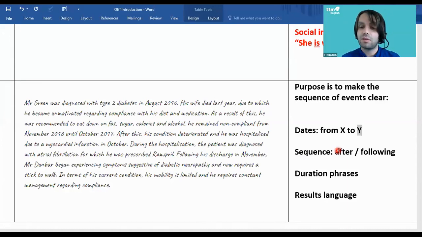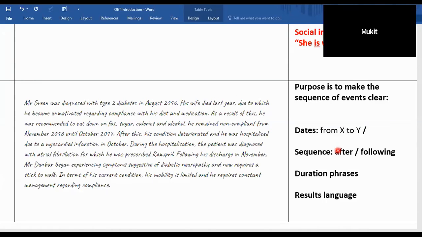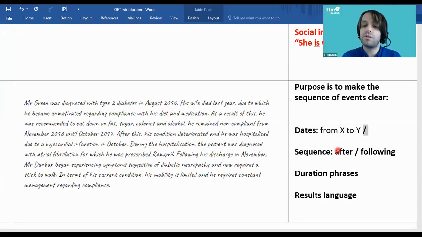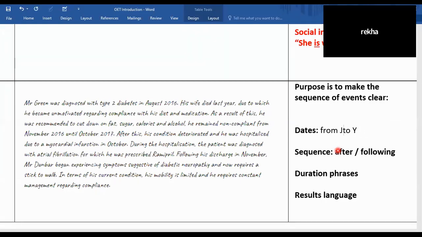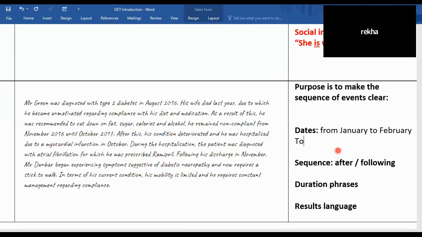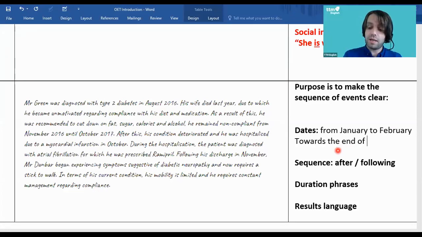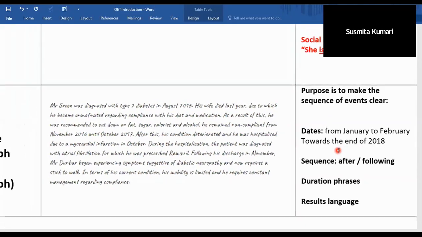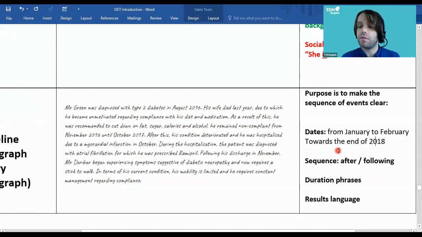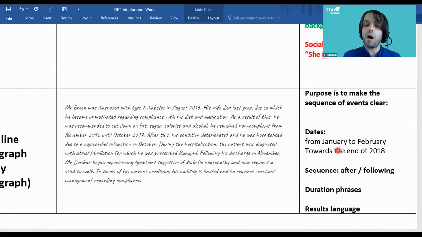That's quite good. Does anyone remember last class when I spoke about if you want to talk about the final months of a year, what could you say? Towards the end of the year. You can say things like towards the end of February, towards the end of 2018, Mr. Jones had a number of issues with compliance with his diet, right? Towards the end of. You can, of course, also say on, right?